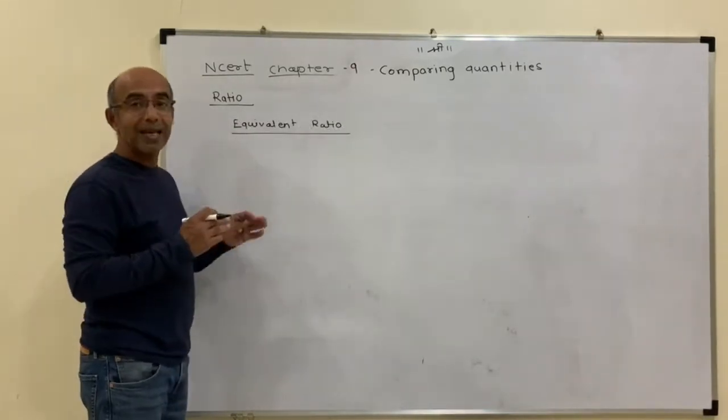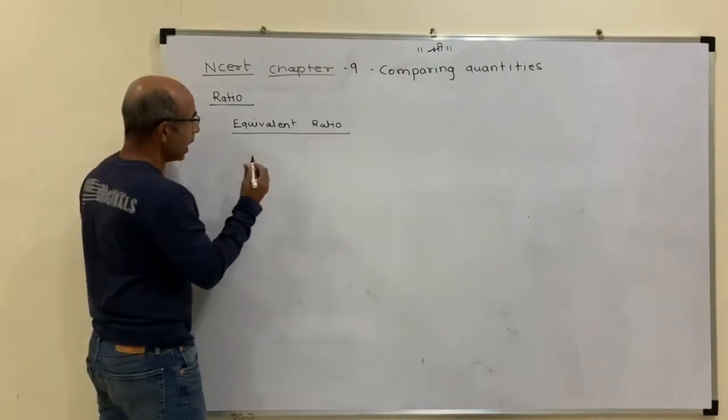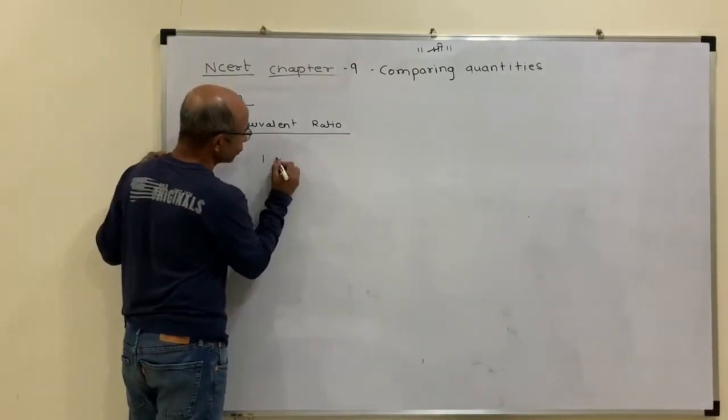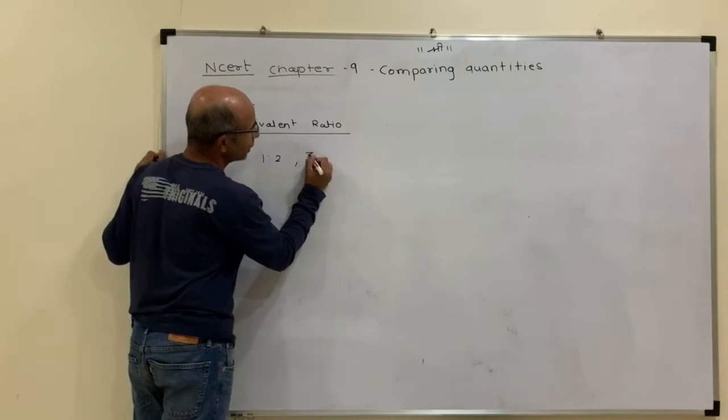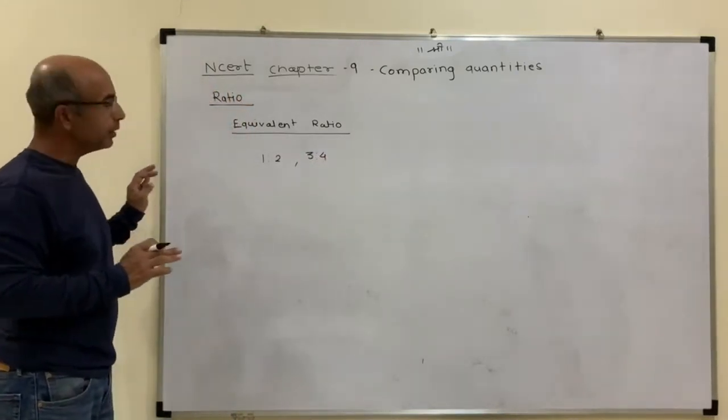Now we will be learning equivalent ratios. How do we find the equivalent? See, now my one ratio is 1 is to 2 and the other ratio is 3 is to 4. Now are these two ratios equal? So let's find out.